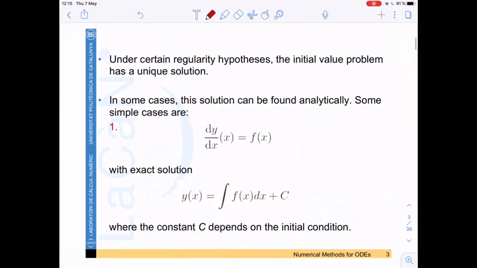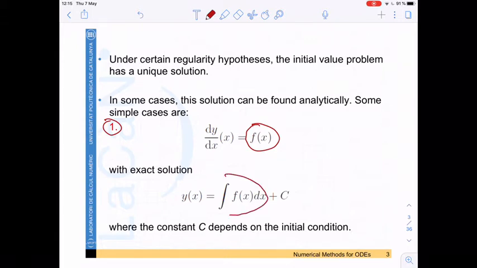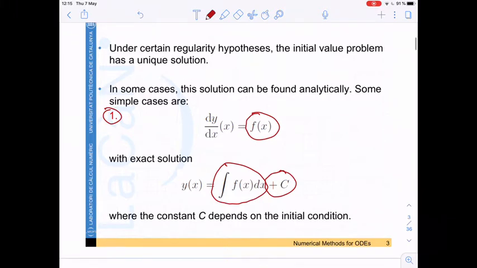Under some hypotheses, this initial value problem has a unique solution. And this unique solution can be found analytically in some simple cases. For instance, case 1, consider an ODE where f depends only on x but not on y. Then this is a simple problem of integration. y of x is a primitive of f plus a constant c to be determined with the help of the initial condition.